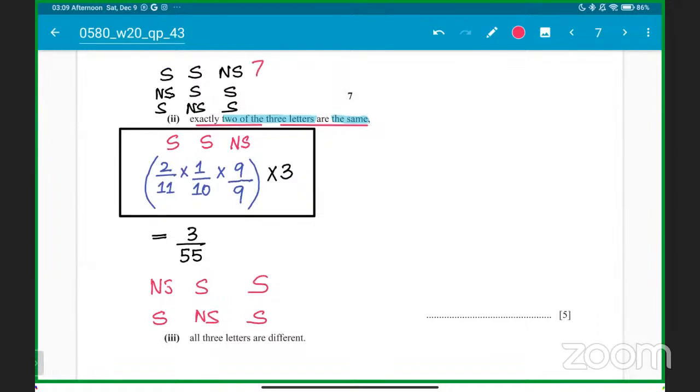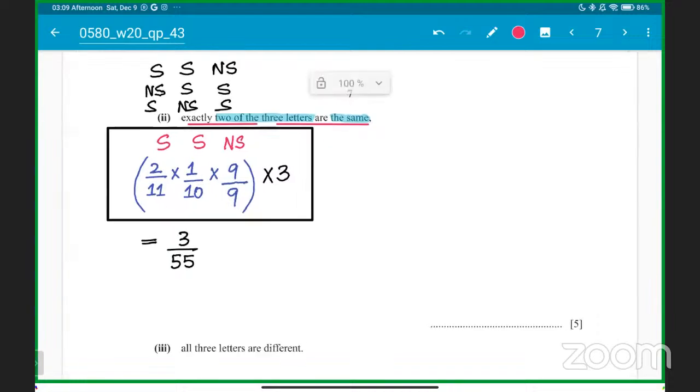So that's why we are multiplying this answer by 3. There are 3 more possible outcomes that we can do it that way, okay? Clear, understood?